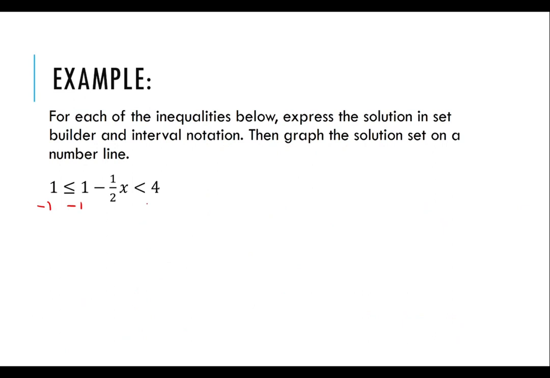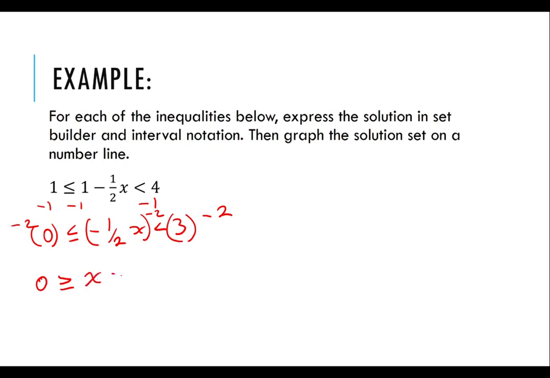Minus 1, minus 1, minus 1. 0 is less than or equal to negative 1 half x less than 3. Then if you want, you can clear the fractions by multiplying everything by negative 2, or you could divide by negative 1 half. Note that those two things are the same. But if I multiply everything by negative 2, clear the fraction, we multiplied by a negative, so the direction of the inequality changes. Negative 2 times negative 1 half becomes positive 1 times x, which is greater than negative 6 now.